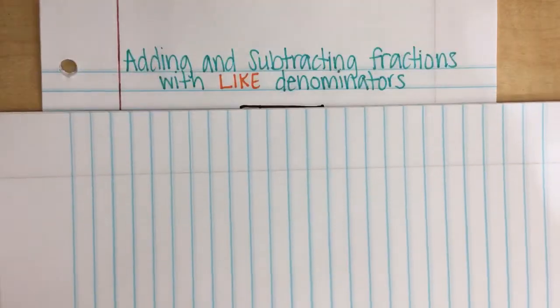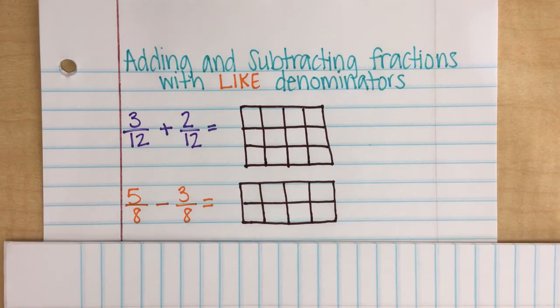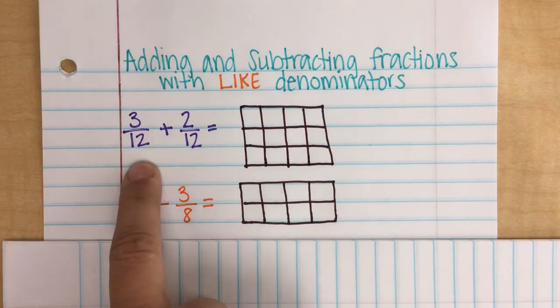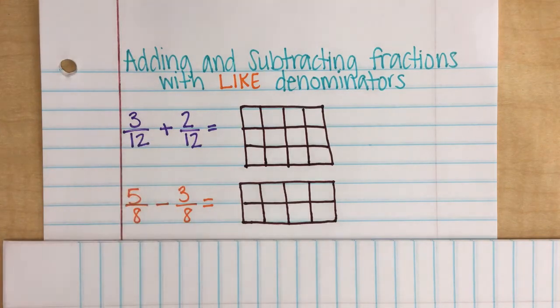Hi, so today we are going to be talking about how to add and subtract fractions with like denominators and unlike denominators. Well, first we're going to talk about how to add or subtract with like denominators. So looking at my problem, this first one here, I have 3/12 and I need to add 2/12 to that. So this should be a review over what they learned last year in 4th grade.